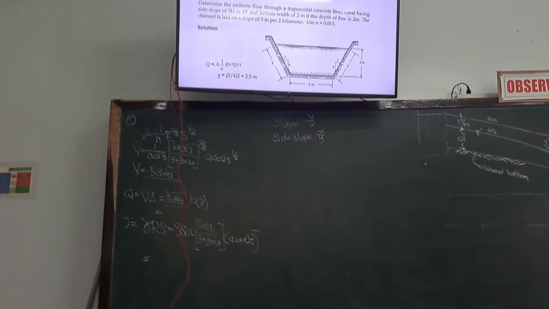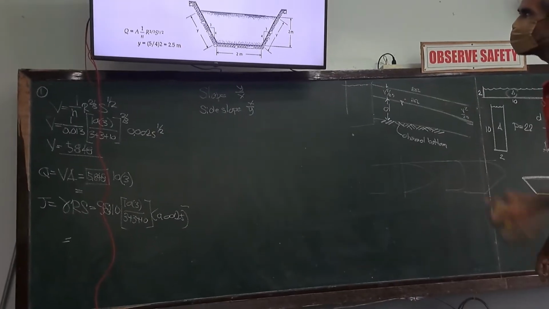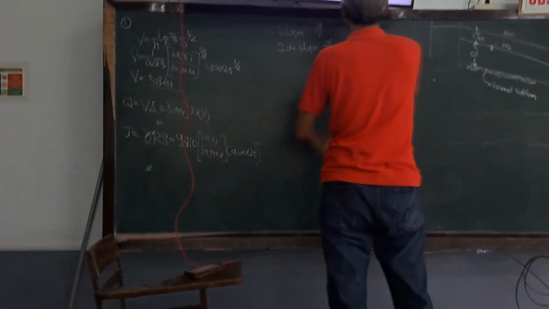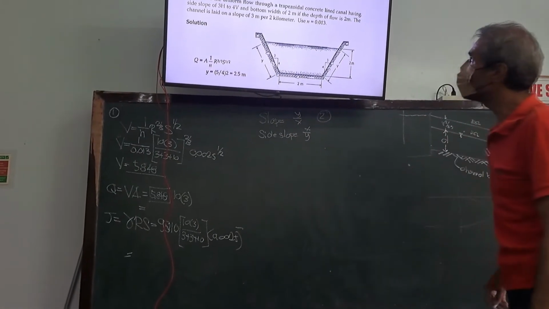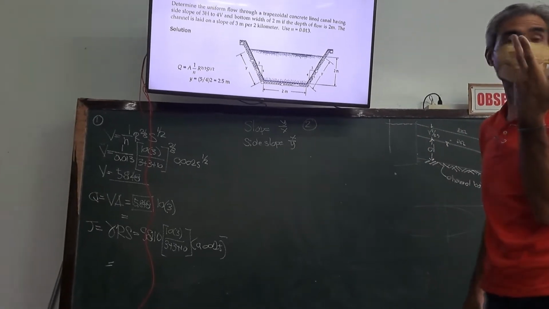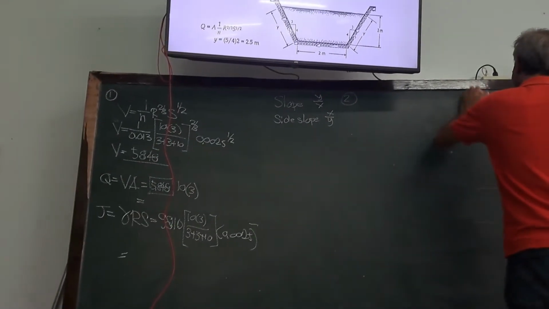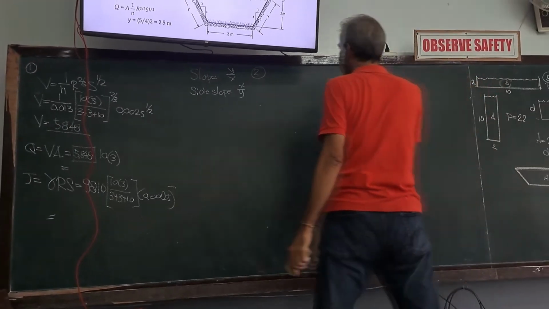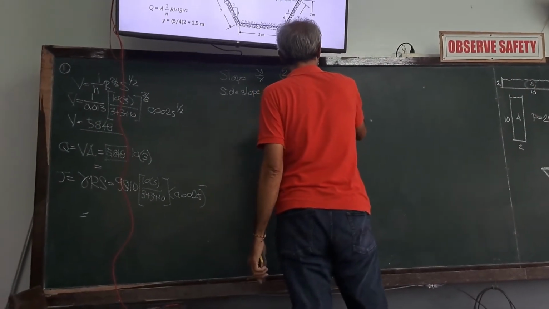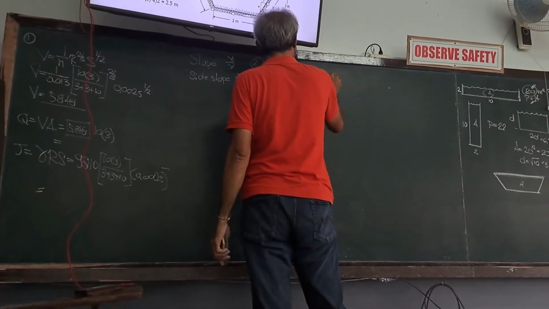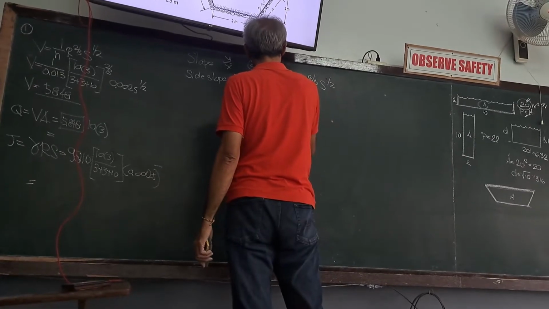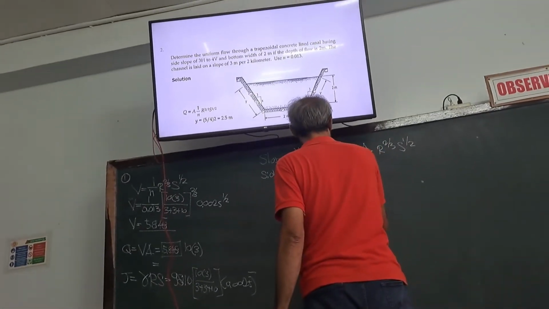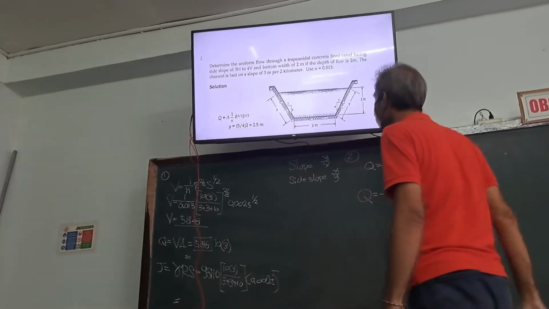The bottom width is 2, the depth is 2, the channel is laid on a slope of 3 meters per kilometer. Use Manning's n. Determine the uniform flow, so Q is what we are looking for. So we convert Manning's equation, instead of velocity on the left hand side, Q equals area over n, R to the 2/3, S to the 1/2. What is the area?